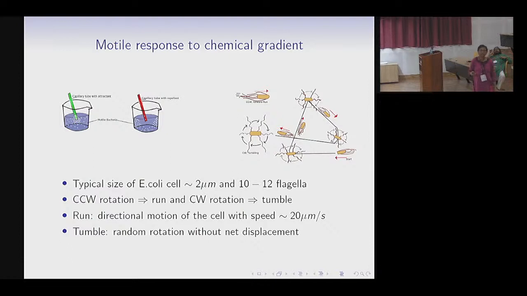On the other hand, when some of the motors rotate in the clockwise direction, then there is no nice bundle, the bundle gets dispersed as shown here. This is called a tumble. During a tumble, the cell just undergoes random rotation about its body axis without much net displacement. So this is how a typical trajectory of an E. coli cell looks like. Suppose it starts from here. It is running now, the flagella are all bunched together. After running for a while, it tumbles here, then chooses a new direction to run, again tumbles here, chooses another direction to run, tumbles here, keeps on running like this.